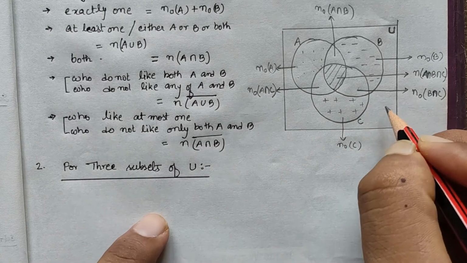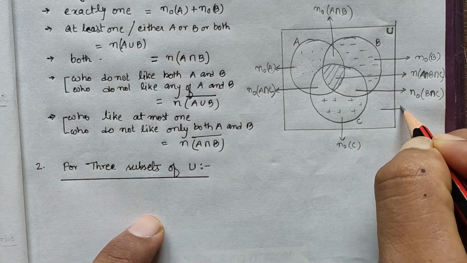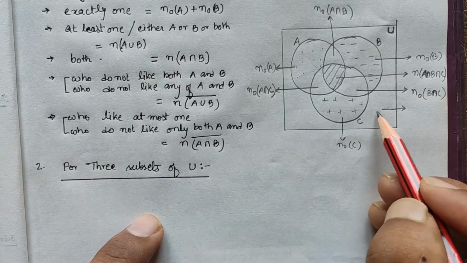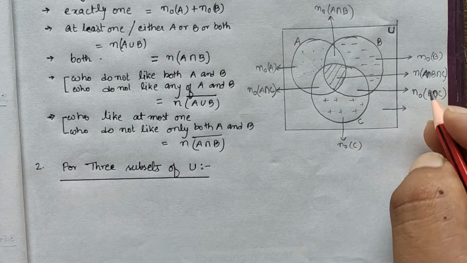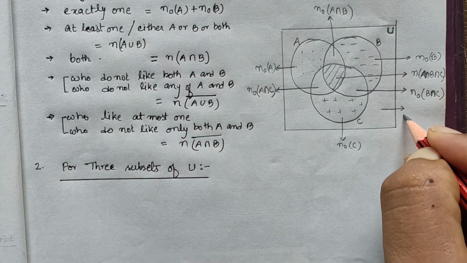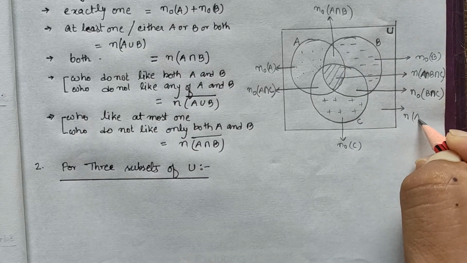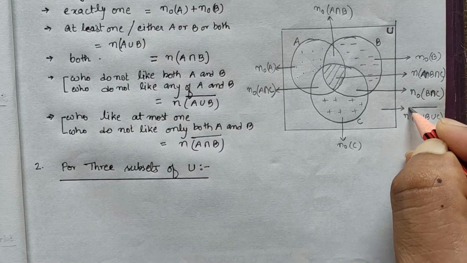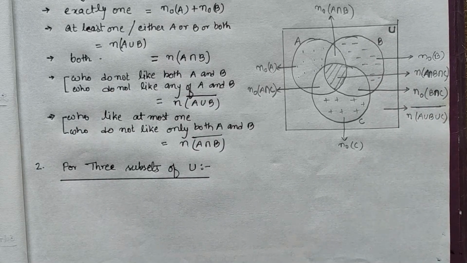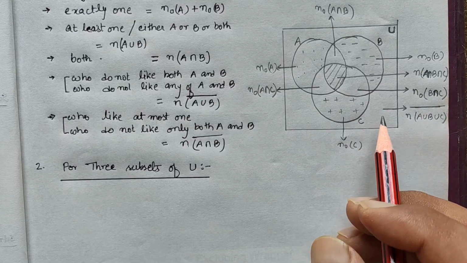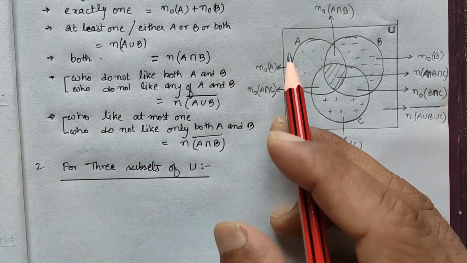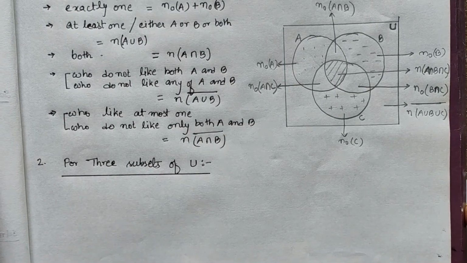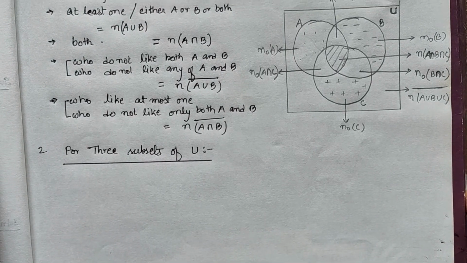And yes, we forgot one thing here, this empty space part outside A, B and C that we have not drawn anything in. We call it what? N of complement of A union B union C. This is the complement part, meaning outside A, B and C, this whole part. Okay, so let's move on to the formula that we are going to use.